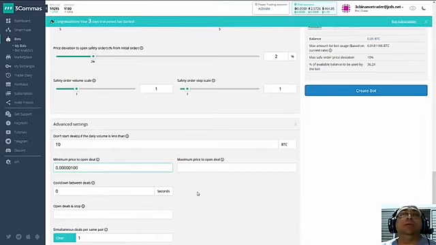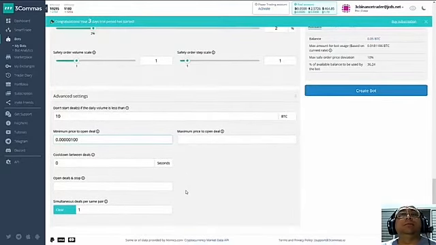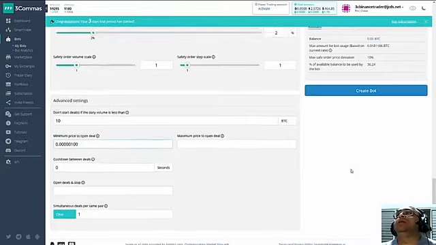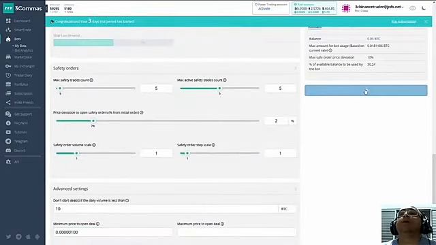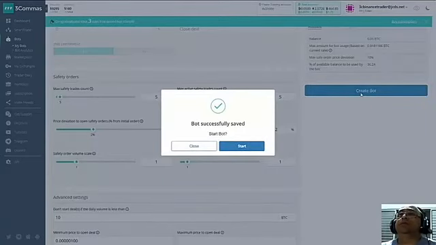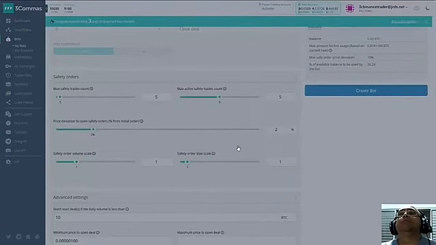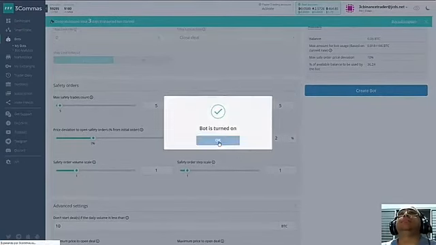Okay, I can have a cooldown between deals. I don't want to use it, and I can limit the simultaneous deals for the same pair. So I don't want to have more than one position for the same coin. That's all. I can create my bot here, and the bot is successfully saved, so I can start the bot, and the bot is turned on.